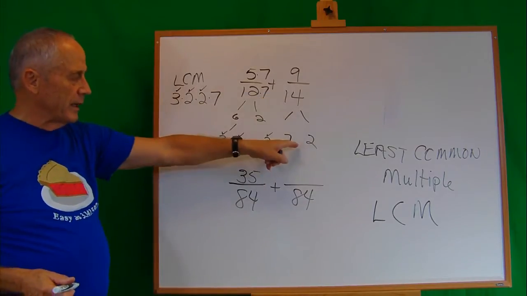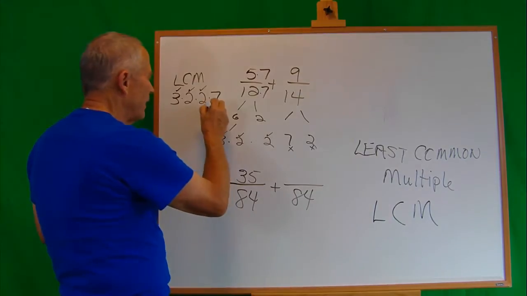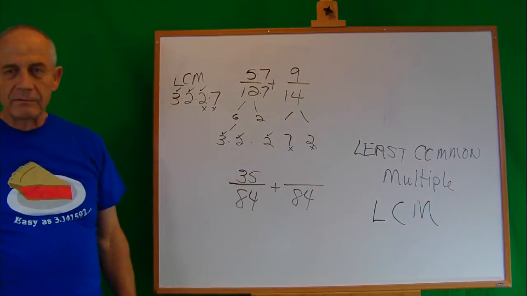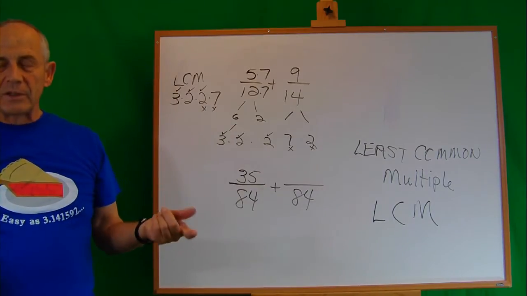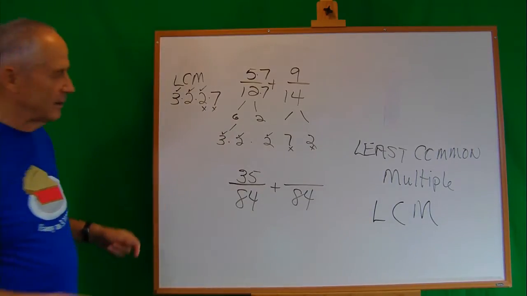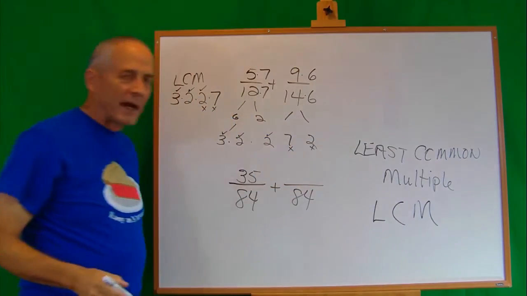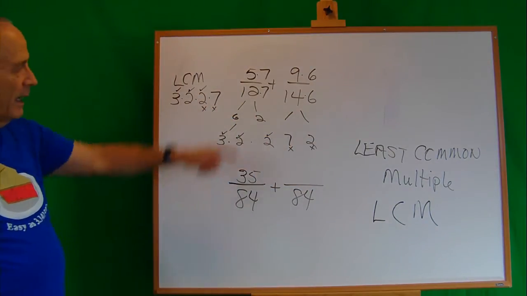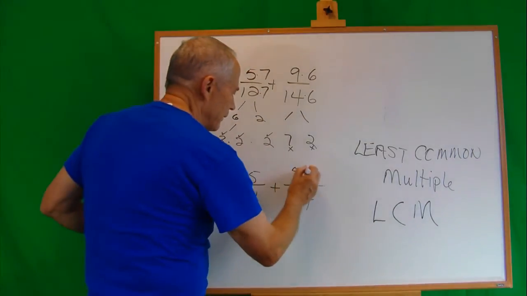Okay, for the 14, here's the 14. We'll use a different symbol. What are we missing? Well, you can look at it and see. We're missing 3 times 2, or 6. So we multiply the numerator and denominator of our fraction by 6. And we get 9 times 6 is 54.